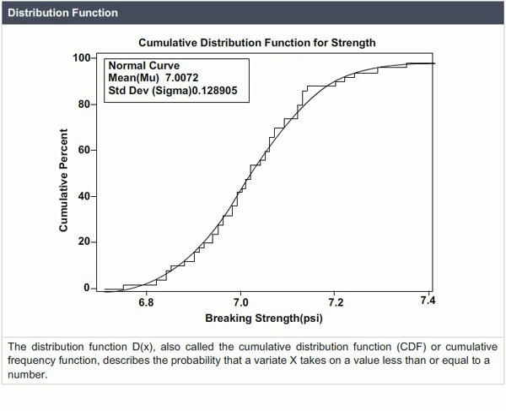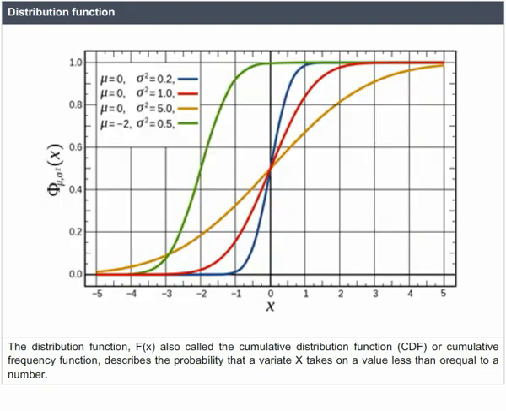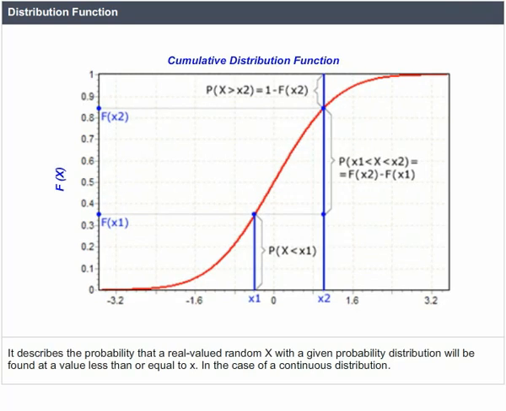The distribution function is therefore related to p of x. The distribution function F of x, also called the cumulative distribution function (CDF) or cumulative frequency function, describes the probability that a variate x takes on a value less than or equal to a number. It describes the probability that a real valued random variable x with a given probability distribution will be found at a value less than or equal to x.